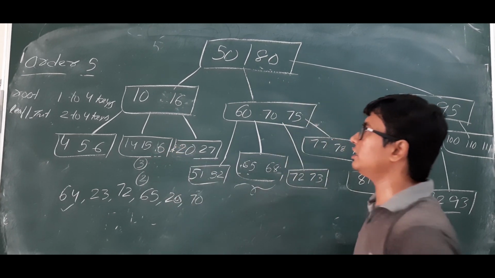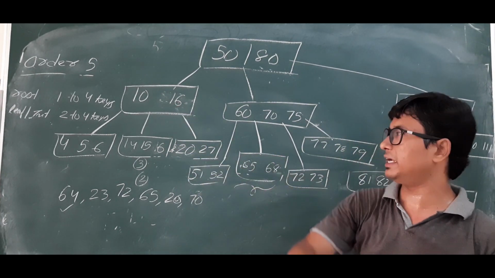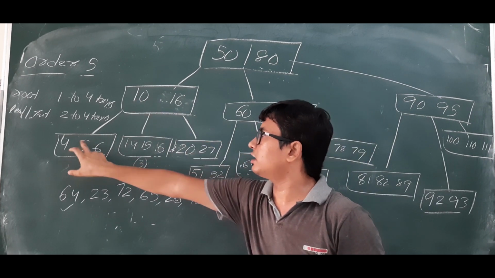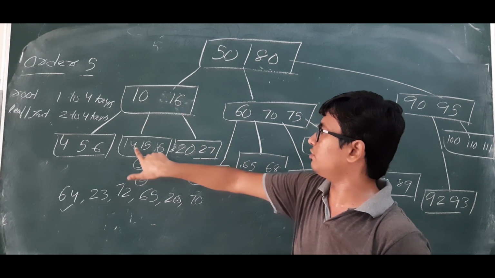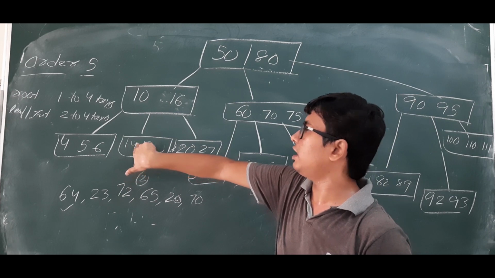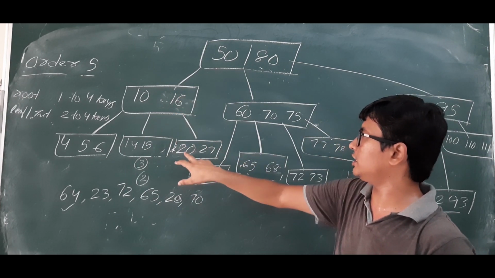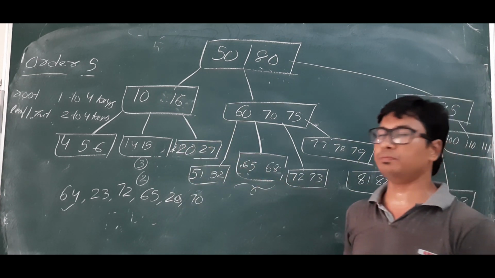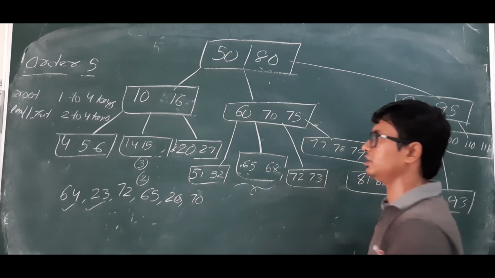So now if you see, it is still following the B tree property and also the BS tree, binary search tree property, because the elements less than 10 are there in the left hand side of the 10. The elements which are there between 10 and 16, 16 will not be there here. So 14 and 15 will be there between 10 and 16. And the elements which are greater than 16, 20 and 27, are there in the right subtree. So it is following the B tree property. So we have deleted the element 23 successfully.